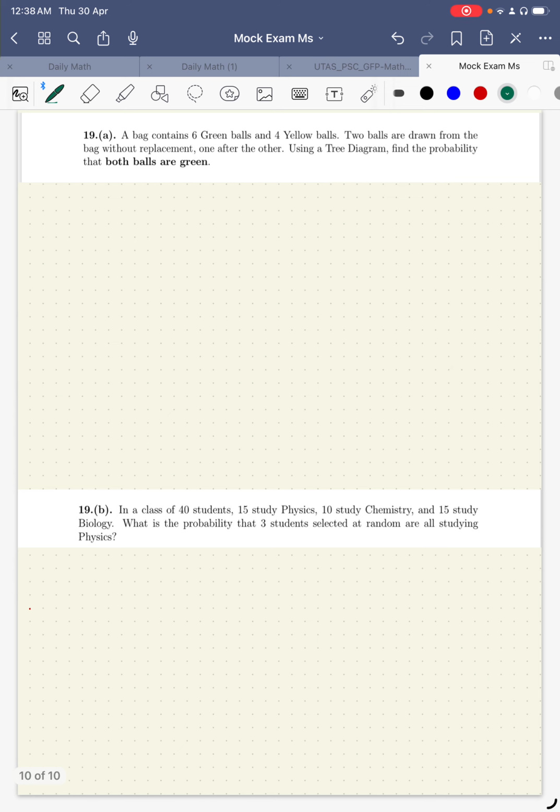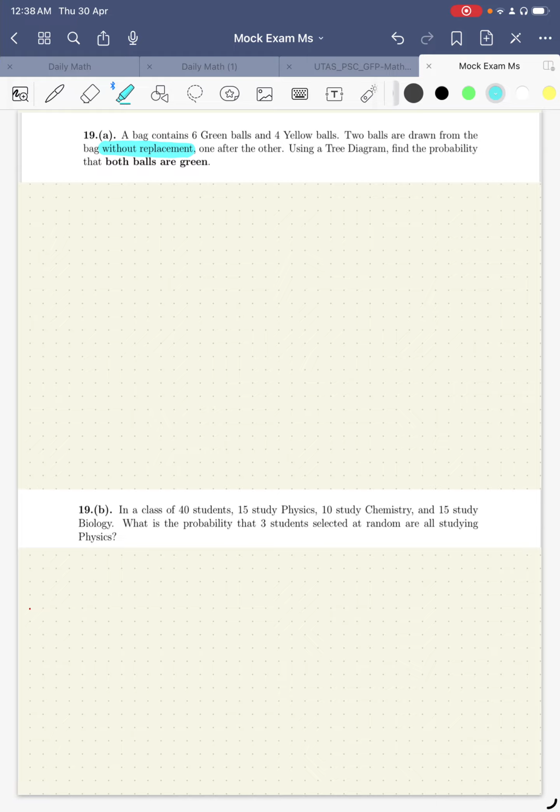Now let's go to part 19a. A bag contains 6 green balls and 4 yellow balls. 2 balls are drawn from the bag without replacement, one after the other. So first let's focus on the words without replacement.